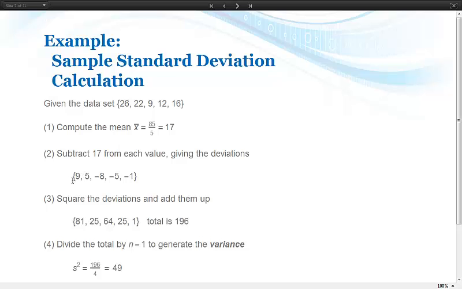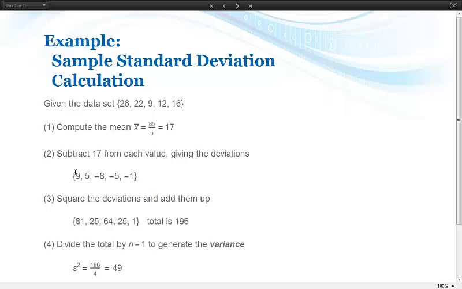26 minus 17 is 9. 22 minus 17 is 5. 9 minus 17 is minus 8, etc. So these values represent the deviations from the mean. And again, if you add them up, you'll get 0.